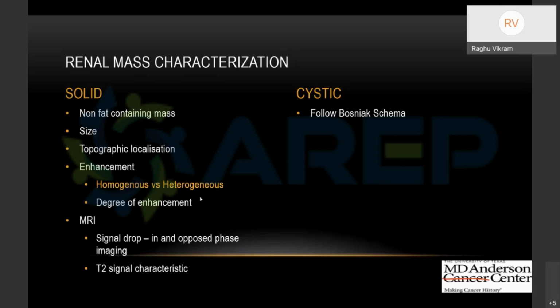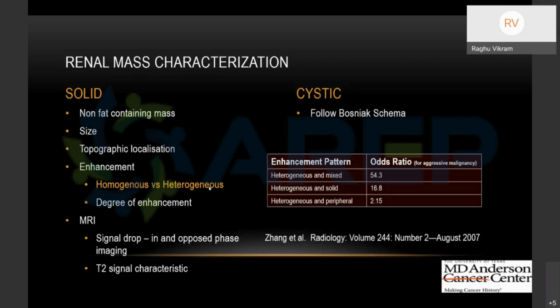There is a good paper a few years ago in Radiology which kind of characterized enhancement into different types: heterogeneous and mixed, that is necrotic and stuff like that, heterogeneous and solid, heterogeneous and peripheral in the sense it is a predominantly cystic lesion with just a few enhancing areas in the periphery and stuff like that. And then they looked at the odds ratio for aggressive malignancy and found that the heterogeneous and mixed is a lot more aggressive because of necrosis. That is what it is, versus heterogeneous and solid and heterogeneous and peripheral.